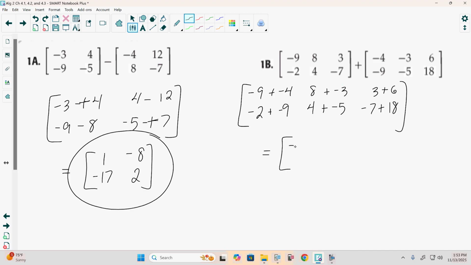-9 plus -4 is -13. 8 plus -3 is 5. 3 plus 6 is 9. -2 plus -9 is -11. 4 plus -5 is -1. And -7 plus 18 is 11.